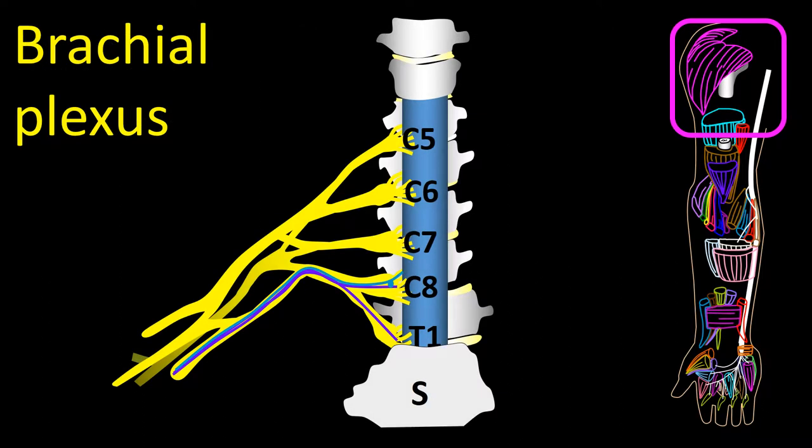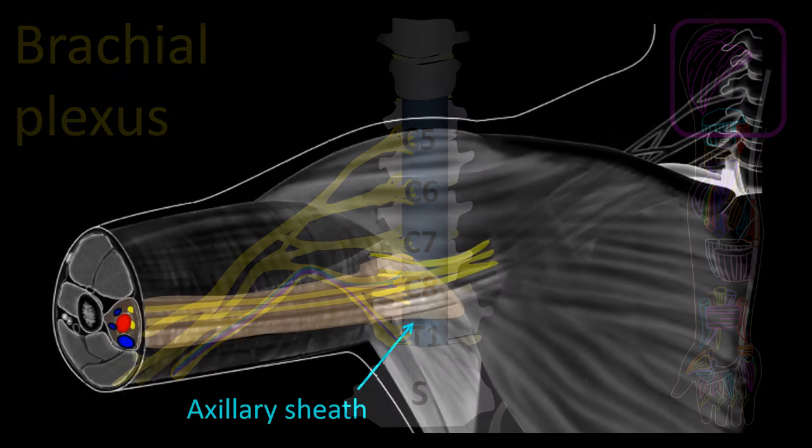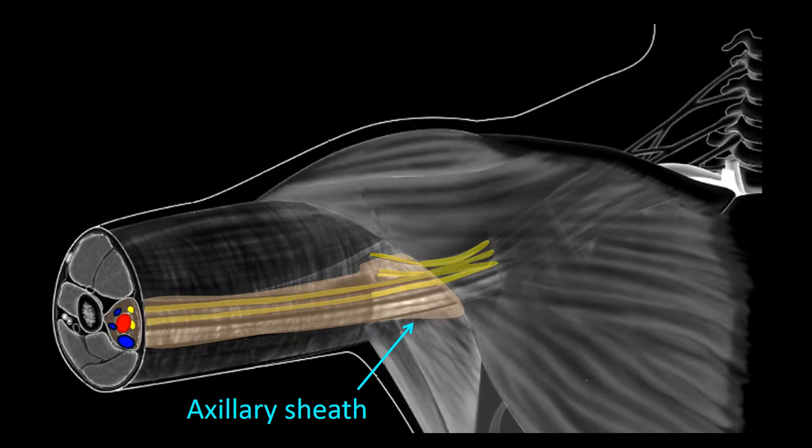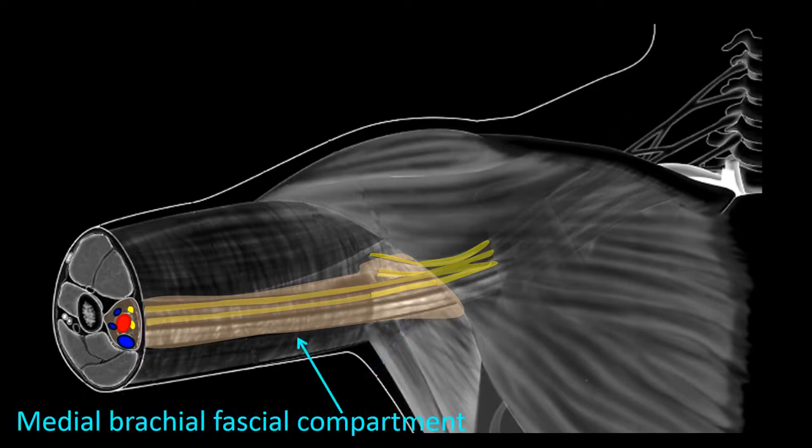As the motor and sensory fibers that will form the ulnar nerve exit the medial cord, they enter the axillary sheath. The axillary sheath distally forms the compartment to which we have previously alluded, named the medial brachial fascial compartment. In it, we find, in addition to the ulnar nerve, the median nerve.